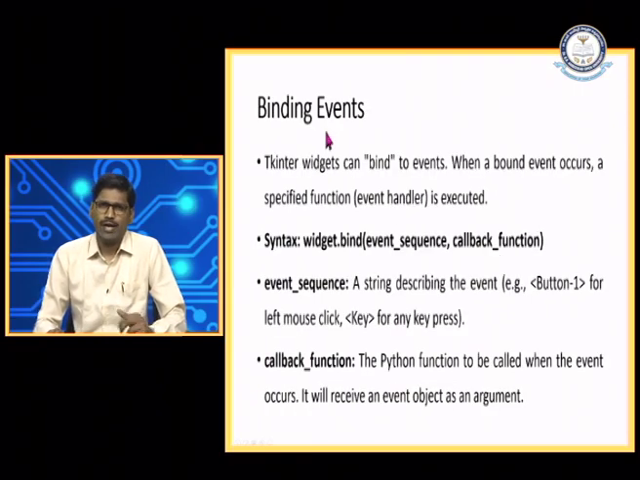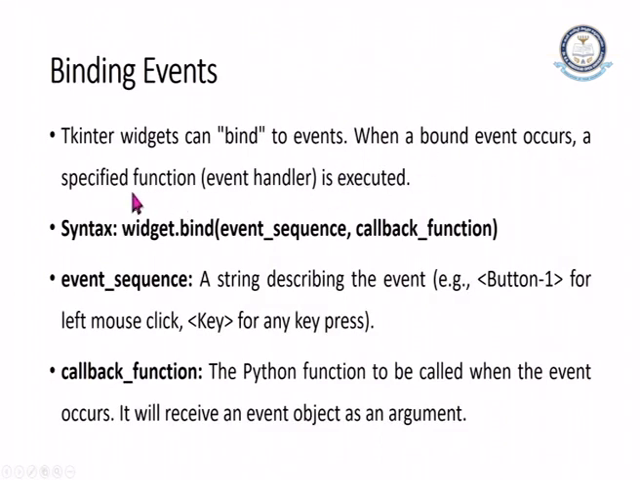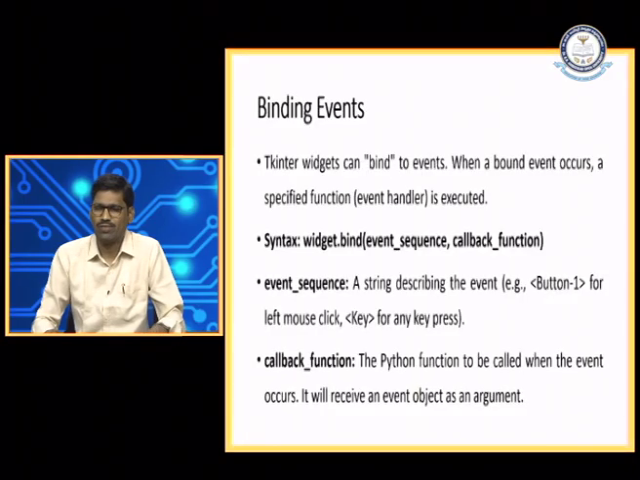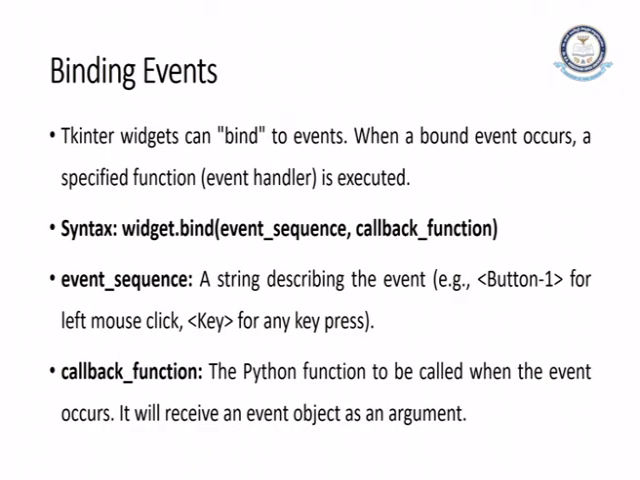Next, how to bind the events. We can create the events, and we need to bind that event to a particular widget. How to bind that? Tkinter widgets can bind to events, and when a bound event occurs, a specified function, called the event handler, is executed. In simple terms, when the user clicks on the button, that action should be bound with a particular widget. Then the widget must call a function, then you will get the output. That is the process.